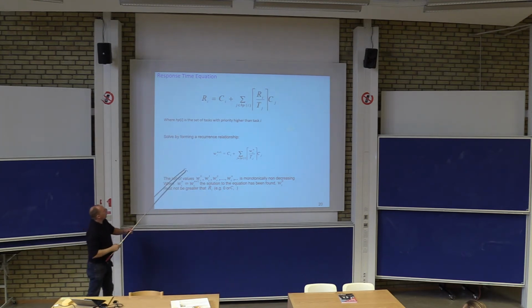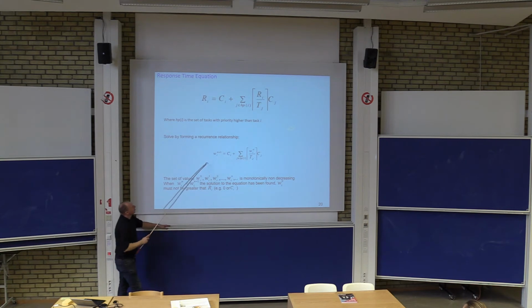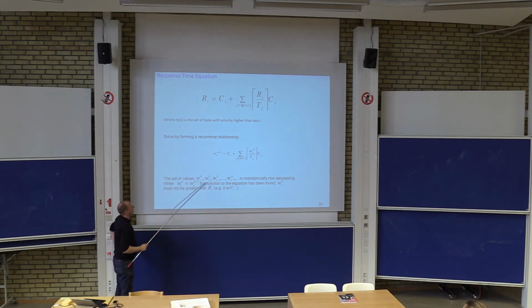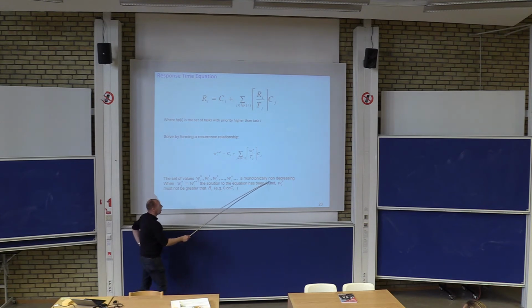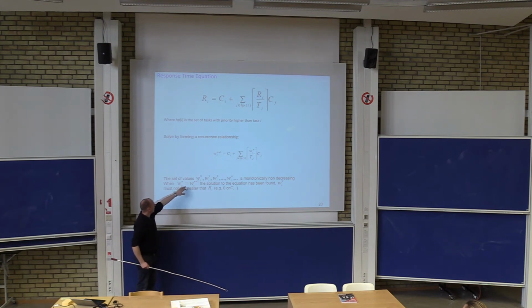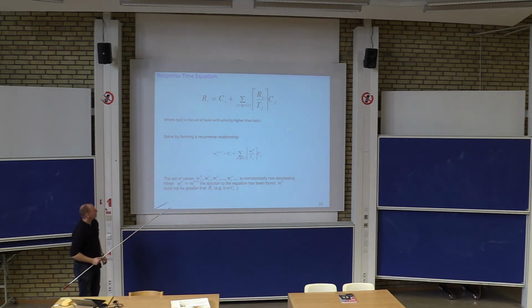So what we do is that we form this recurrence relation. So it's exactly what we have above here. And then this set of values, when they increase, this sequence here is monotonically non-decreasing. So we will always get the same value or a higher value. And then when we have reached the fixed point, where we get the same value after executing this as we had before, then a solution has been found.